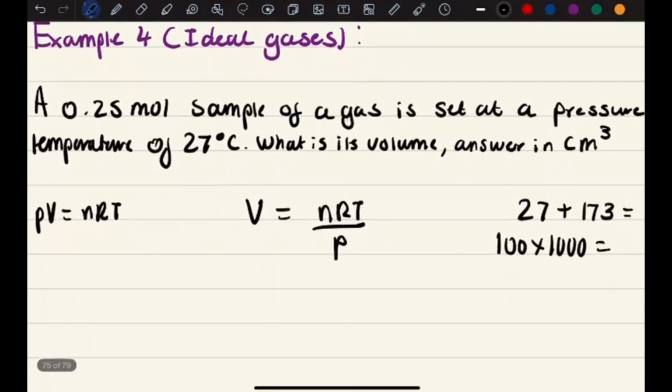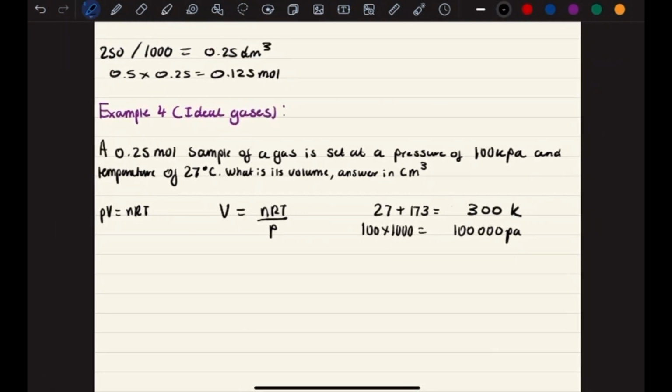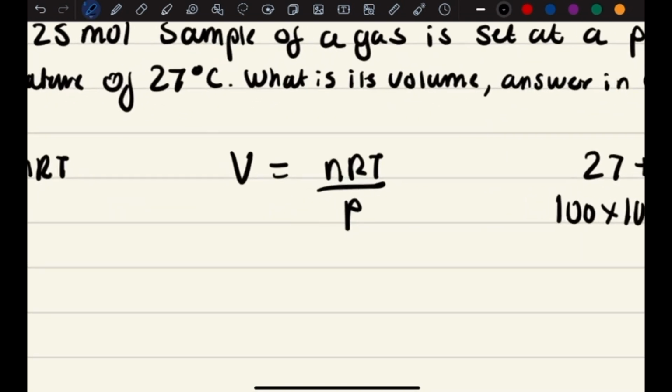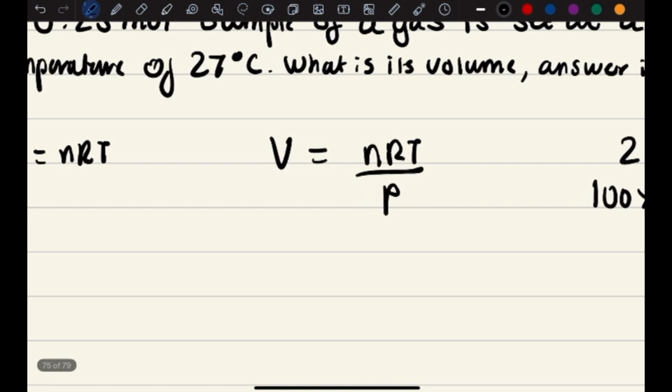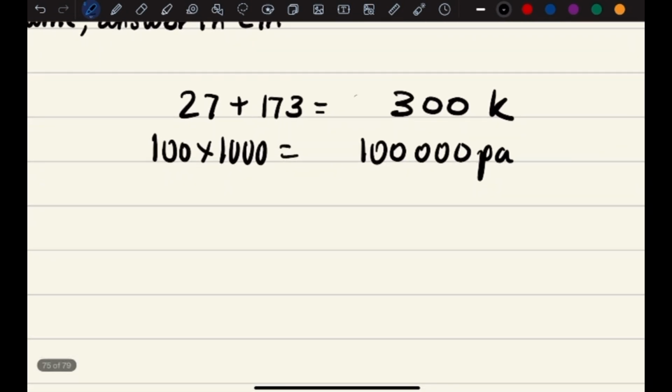Cool. We're going to look at the ideal gas equation. So a 0.25 mole sample of a gas is set at a pressure of 100 kilopascals and a temperature of 27 degrees. What is its volume? Answer in centimeters cubed. Okay. We've got our formula, PV equals nRT. And then we rearrange for volume. Yeah. Again, think back to your GCSE maths. Rearrange for volume. Volume is equal to the number of moles multiplied by the gas constant times the temperature, over pressure.